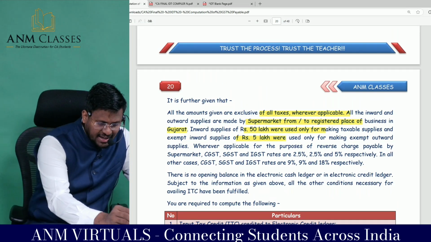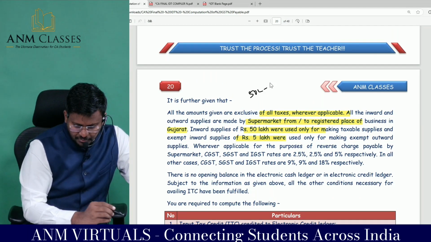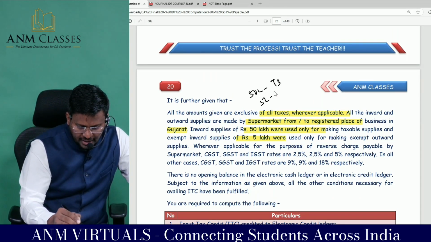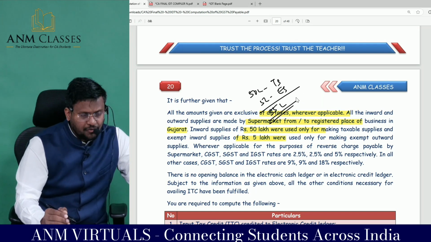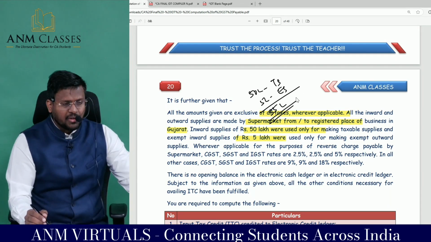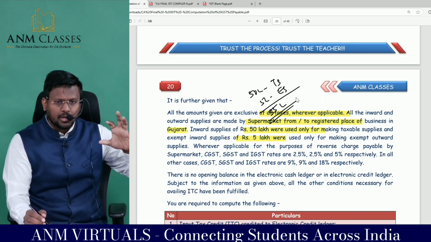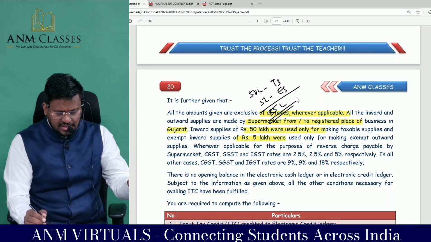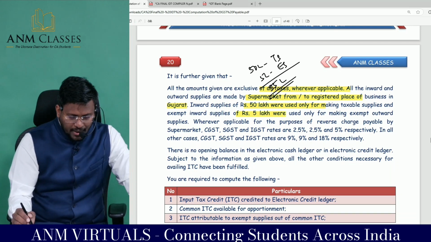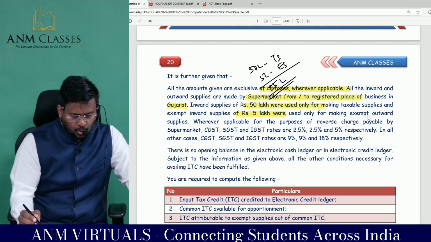So 50 lakh is exclusively for taxable supply. 5 lakh is exclusively for exempt supply. So they have given totally 55 lakhs of inward supply detail. The remaining balance will be the common credit that may be used for both taxable as well as exempted. Wherever, sir, used only for making exempt outward supply.